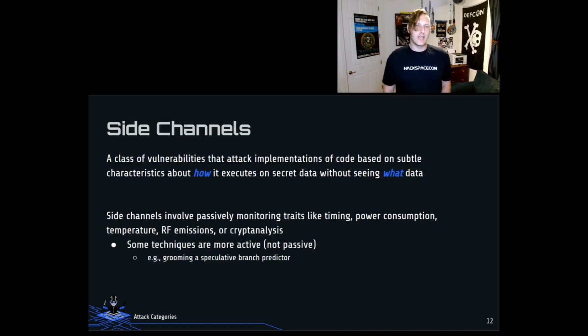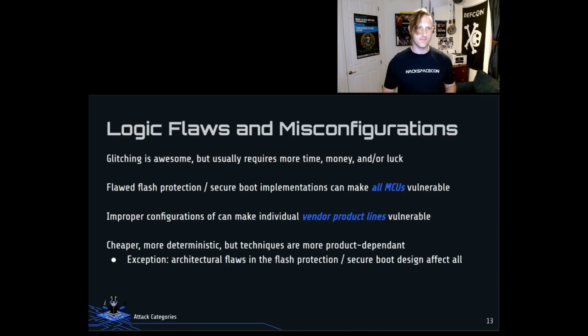Side channels are not really an attack per se, but they're a class of vulnerabilities that attack how the code executes without seeing what data it's operating on. What we're really talking about is that we're passively monitoring traits like timing, how long code takes to execute. We're looking at power consumption, temperature, RF emission, and how the chip is behaving in order to get information about what data it's operating on. Some techniques are more active than others, for example, in the Spectre situation, trying to groom a speculative branch predictor, but the things we're going to be looking at are primarily passive today.